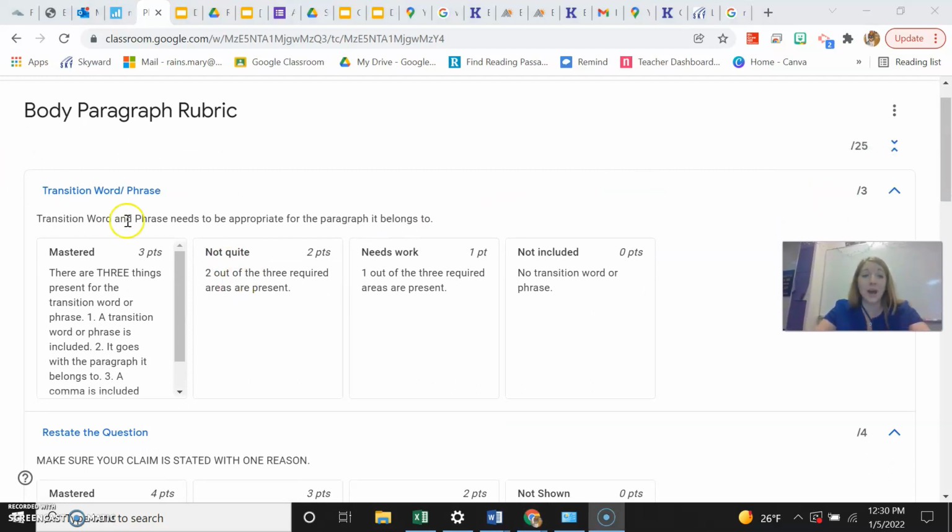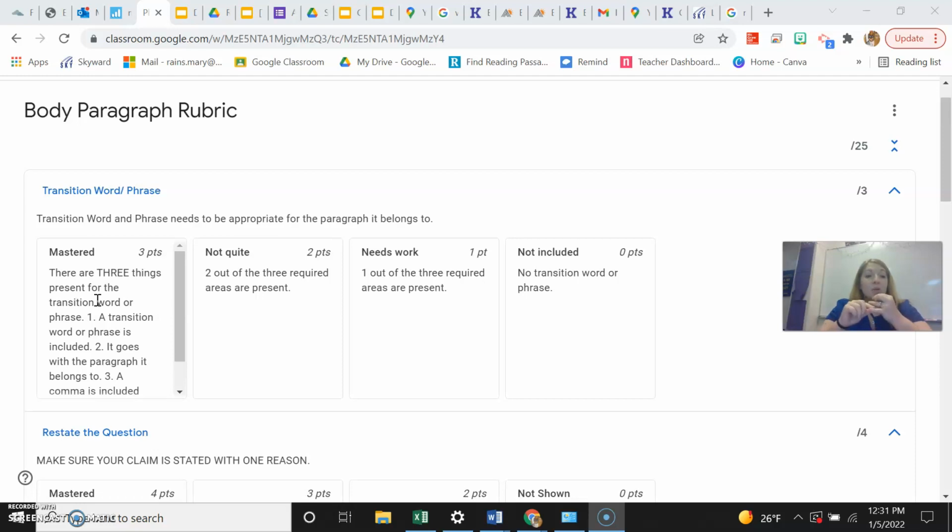So you can look at this mastered or mastery column and you can say, okay, yes, I did that. So I have mastered that section. So the first thing is transition word or phrase. So basically you need to include one. So there are 3 things that need to be present when it comes to this. A transition word or phrase is included. So like to begin with, or to start, or also, or furthermore, those kind of things.